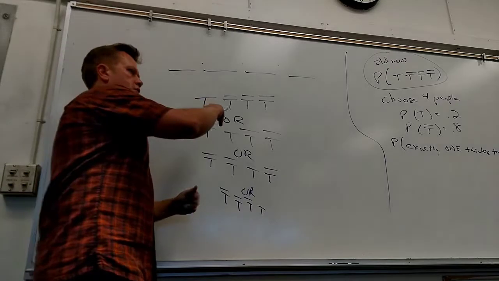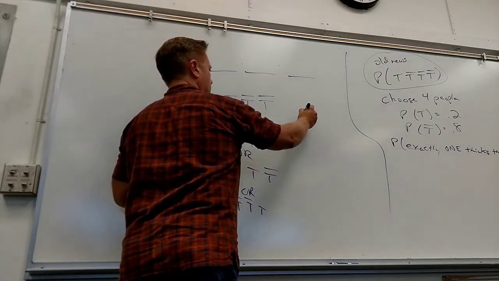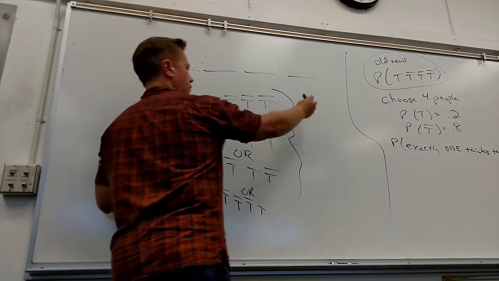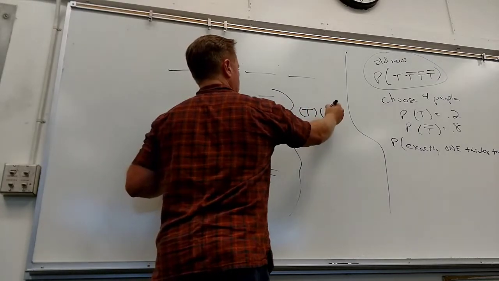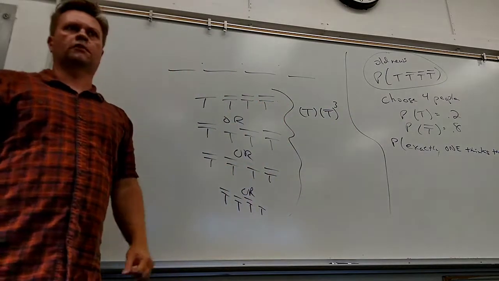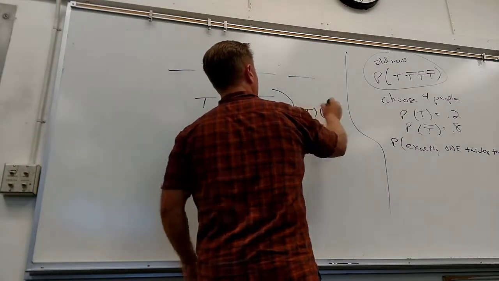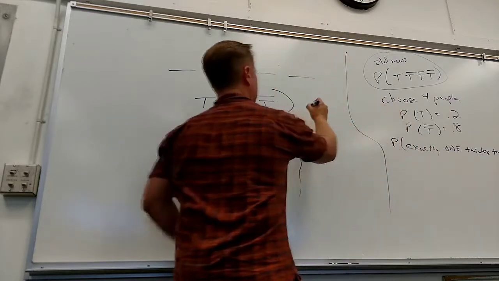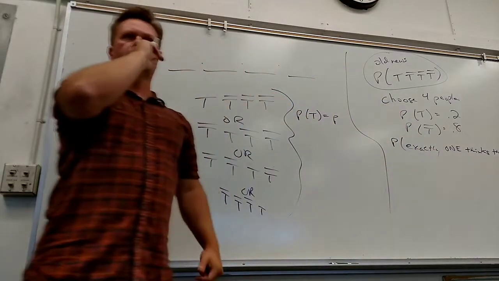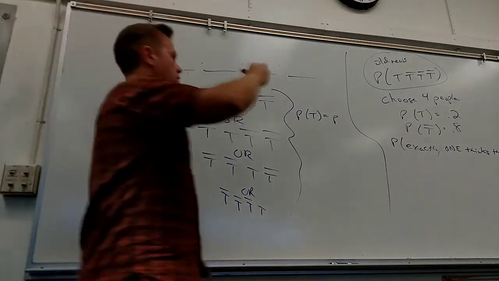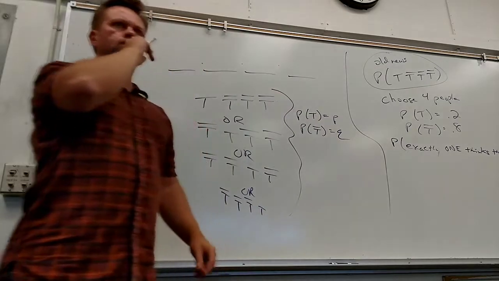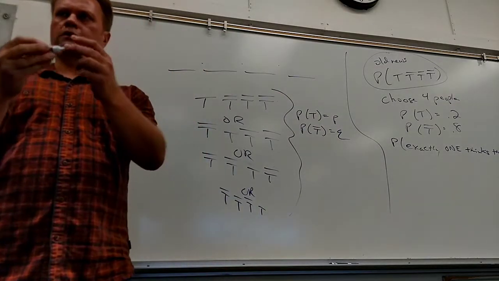Let's see if you guys get this. Every single one of these algebraically looks like T times T-not to the third power, the probability of those. Let me get you used to this. Let's call the probability of T, little p, and we'll call the probability of not T, Q. Get you guys used to P's and Q's.